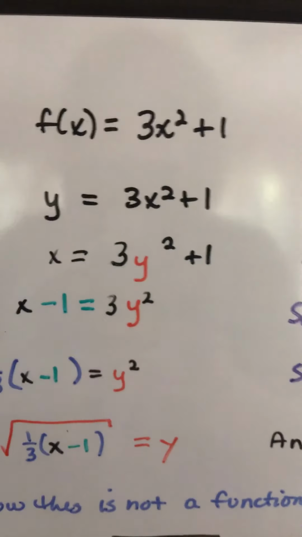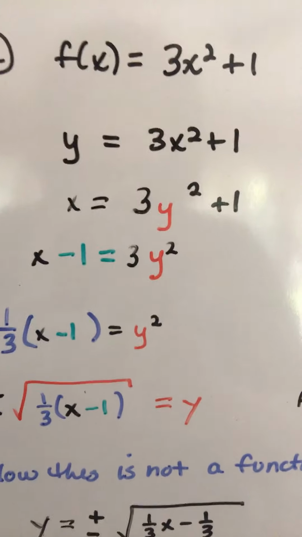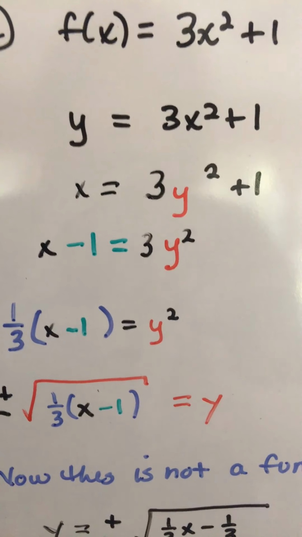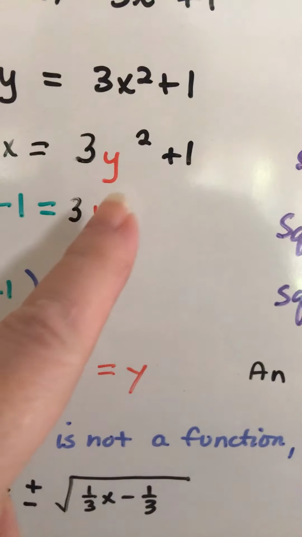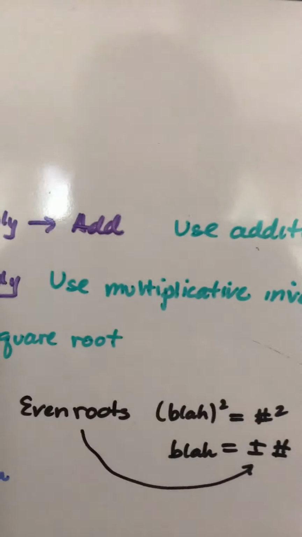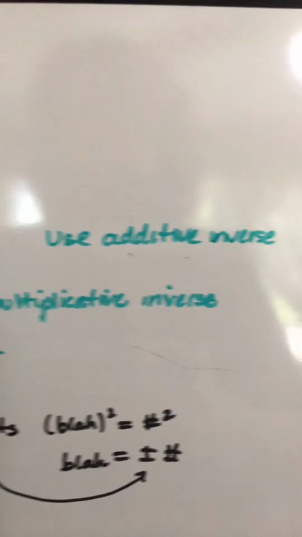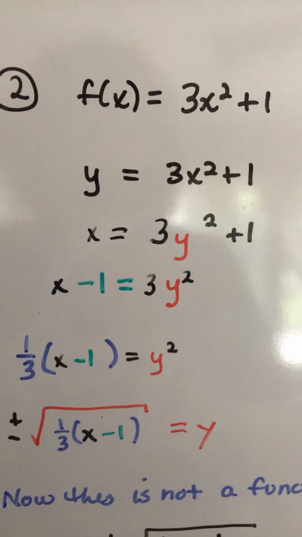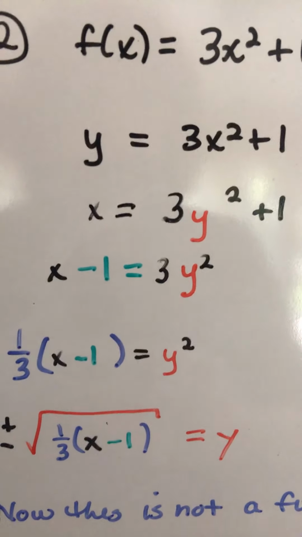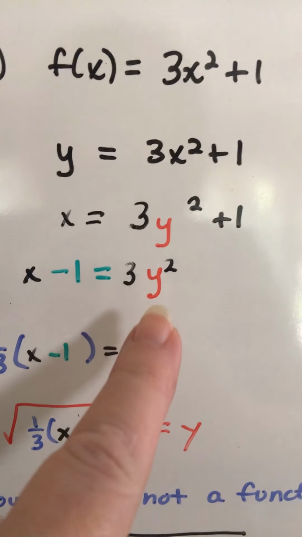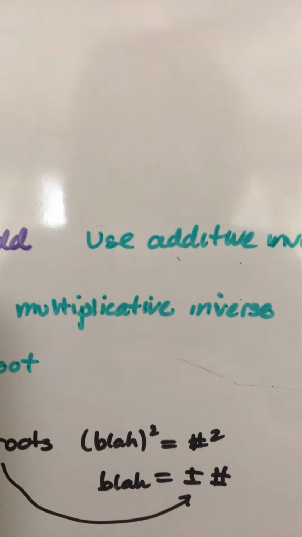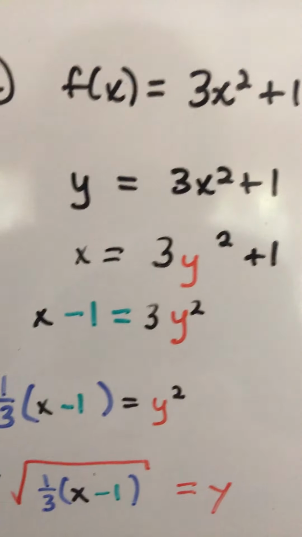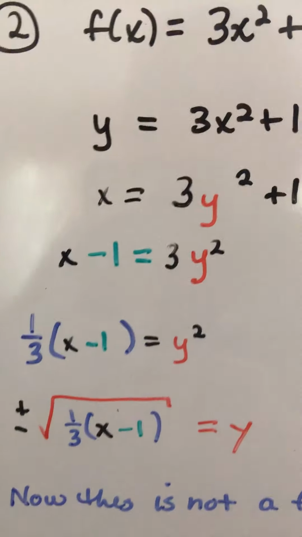You're forced into using the y key, because y lets you be a function or just the larger group of a relation. So now I interchange the x and the y, and I'm solving for y, so I see square, multiply, add. So the last thing out of my mouth is add, so I use the additive inverse. What is the additive inverse of a positive 1? Adding -1 to both sides. Now I'm still solving for y squared, so I see square, multiply. So now I need to use the multiplicative inverse. The multiplicative inverse of 3 is 1/3.